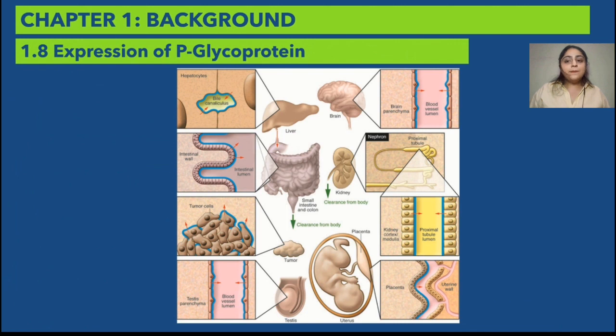So how is PGP expressed, and in which parts of the body has it been expressed? We can see that the first is liver, where it is expressed in the bile canaliculi. In brain, it is in the brain parenchyma. In kidney, it is in the nephron. In intestine, it is in the wall. The main example is there. In tumors, it is in tumor cells. Then in placenta and in testes. So the majority of the sites have blood barriers or walls.